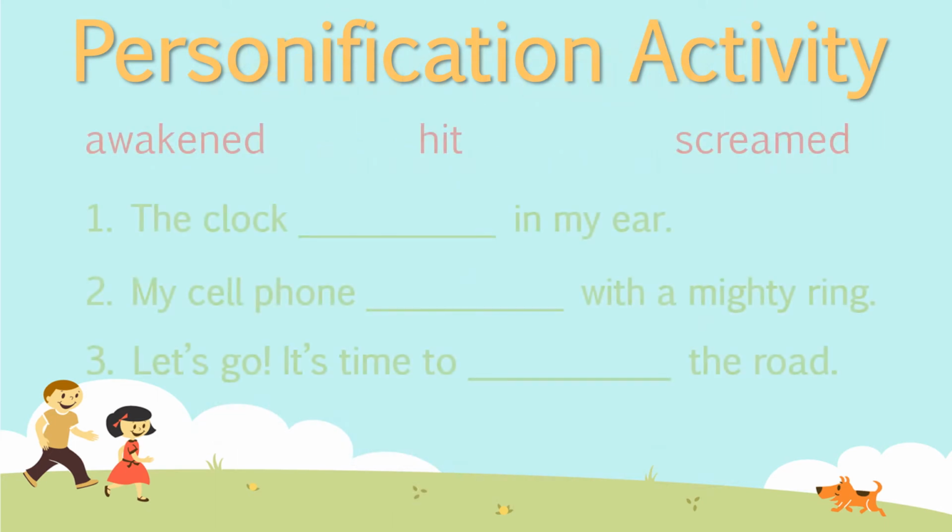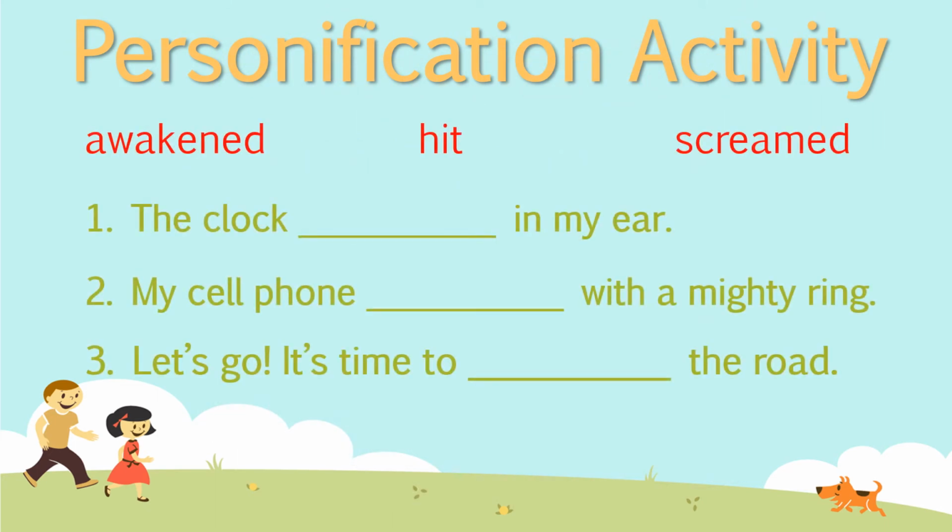It's time to practice using this personification activity. Read the 3 sentences provided and choose the most appropriate word to give the object a human characteristic. Pause the video. When you're done selecting your answers, go ahead and press play.